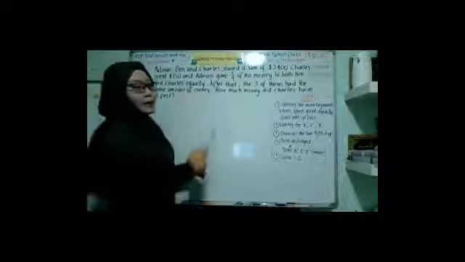Adrian, Ben, and Charles shared a sum of $2,400. Charles spent $150 and Adrian gave 1/4 of his money to both Ben and Charles equally. After that, the three of them had the same amount of money. How much money did Charles have at first? Number one, we have to identify the main keywords.